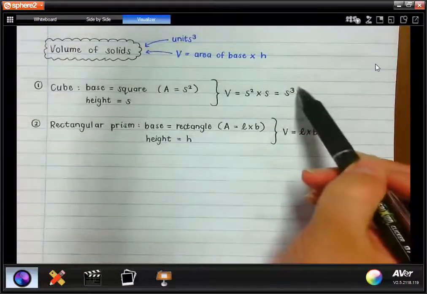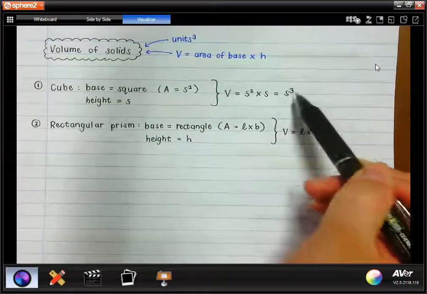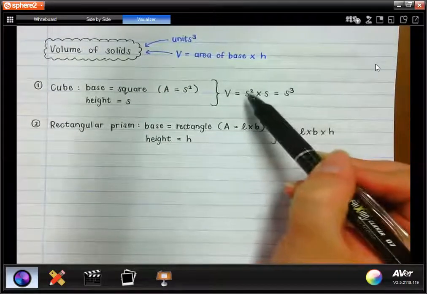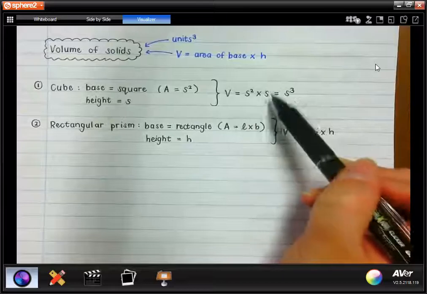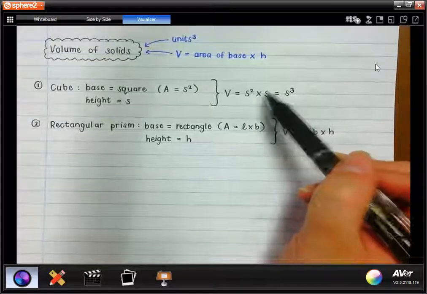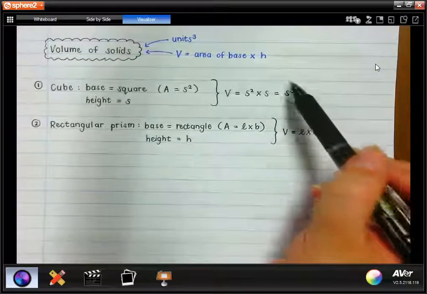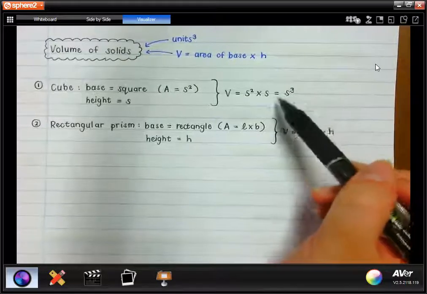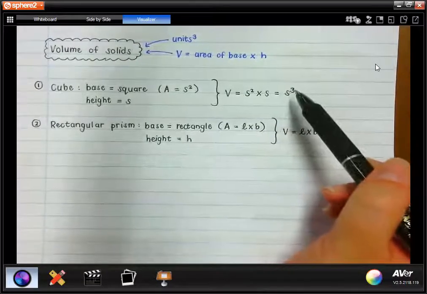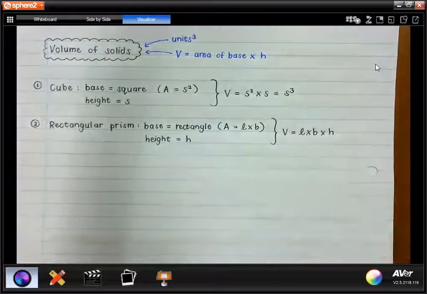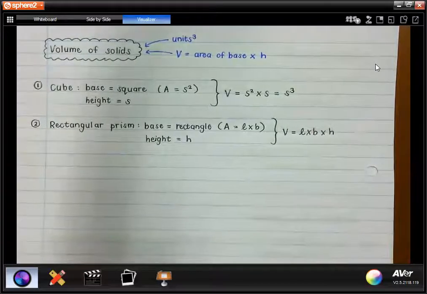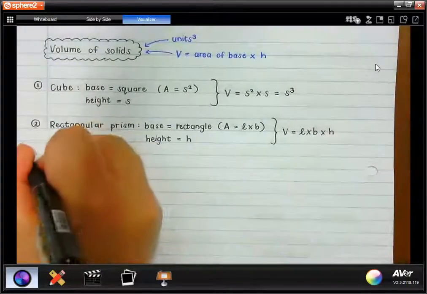So for a cube, it's just going to be side cubed because the area of the base is side squared, and then we multiply it by the height, which is the same length. That's why we call it S again. But guys, if this confuses you, you can use length times breadth times height for this one as well. They'll just all be the same number. Okay, we'll look at it now when we do an example. Okay, number 3.